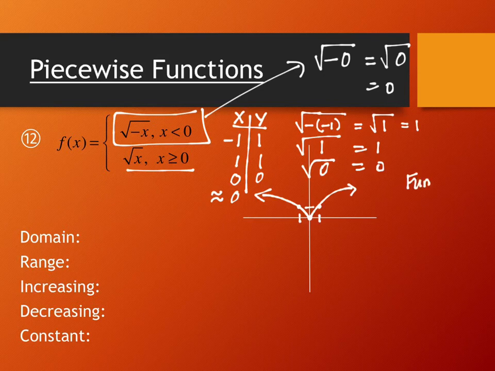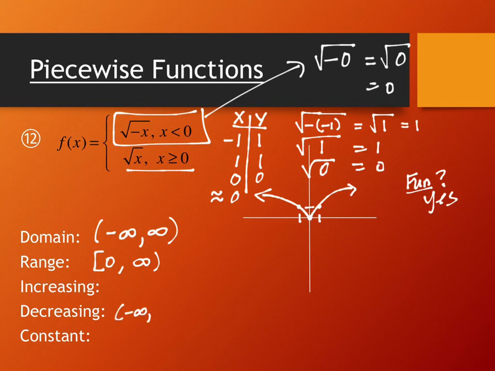Is it a function? Yes. What's the domain? It goes all the way from the far left to the far right, so it's negative infinity to infinity. The range, moving from the bottom up, starts at 0 and goes to infinity. As I'm moving from left to right, initially it is decreasing. It decreases until I hit the origin, so negative infinity to 0. And then from 0 to infinity, it's increasing. So this one's constant nowhere.